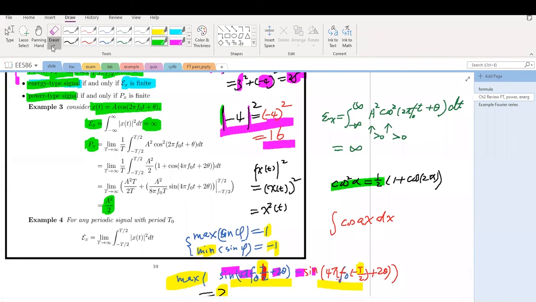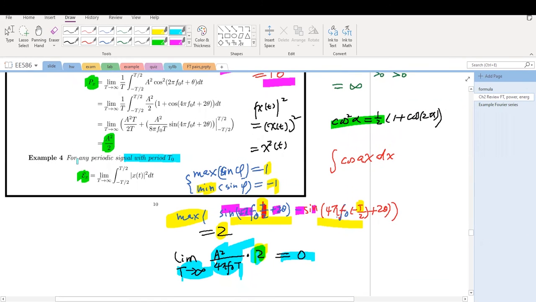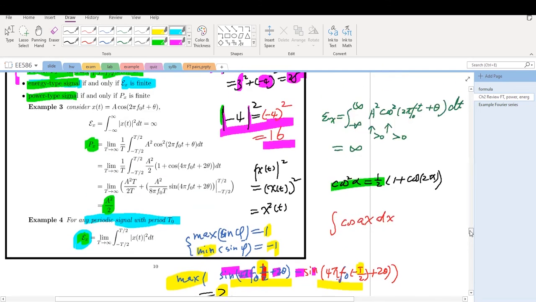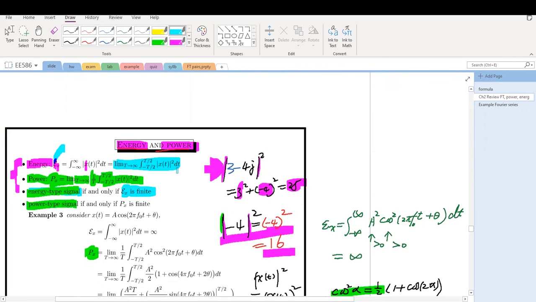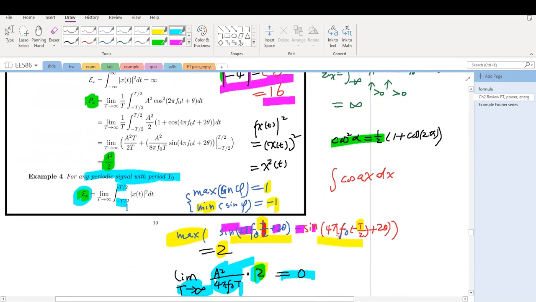We notice that this x of t equals a cosine 2 pi f naught t plus theta, and this signal is a periodic signal. For this general case, for any periodic signal with period t naught, we calculate the energy using this definition. This is the same definition we defined here. Either this one or this one, both are okay. They are both equivalent. So we take minus half t to half t, take the magnitude squared, do the integral, and let t go to infinity.